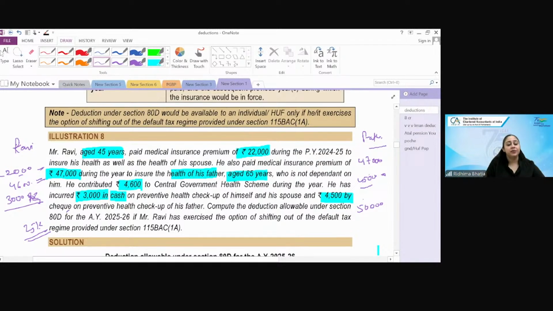Again, I'll repeat, please be careful that जहाँ पे भी question 60 plus का आया, make sure that to see that the person is resident and medical treatment can also be covered here.